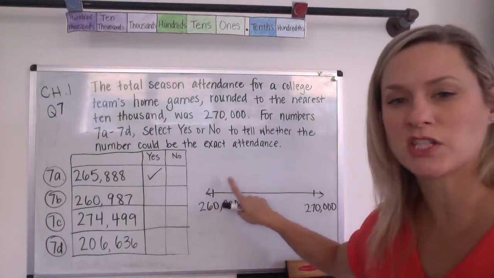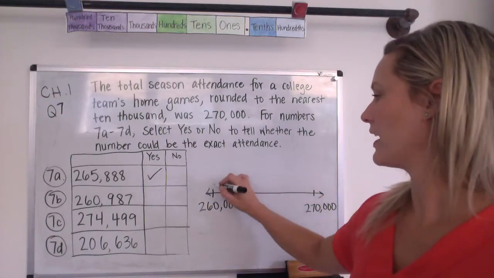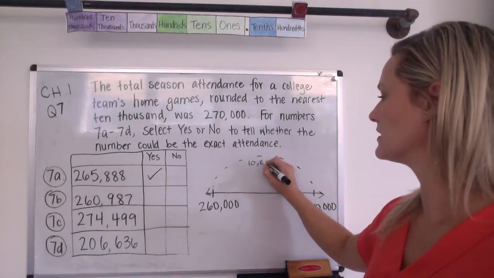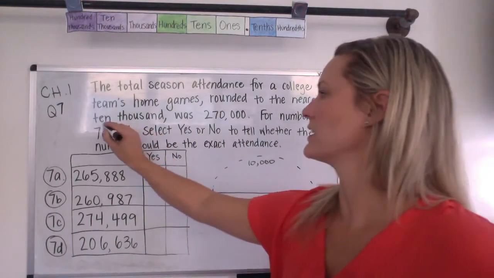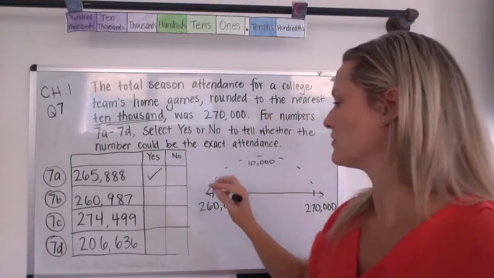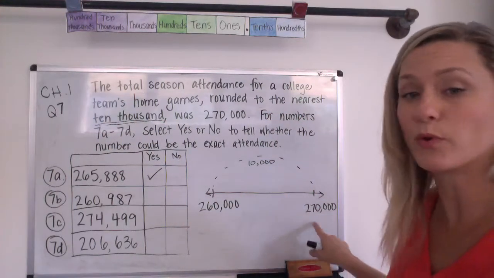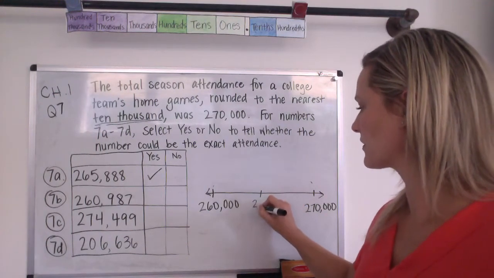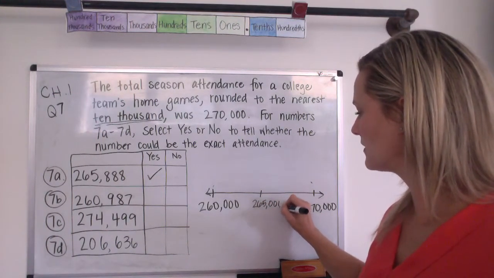It's going to fall somewhere in between there. Okay, and I still have a difference of 10,000 because I'm rounding to the nearest 10,000. So I have my end points correct. Okay, now my midpoint again is 265,000.